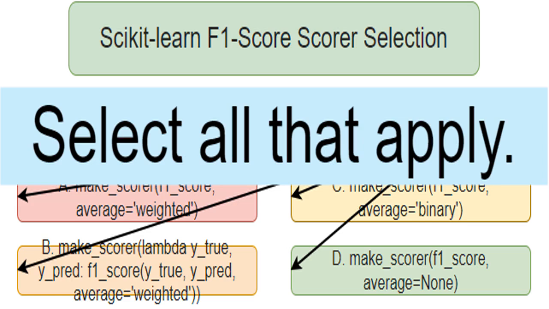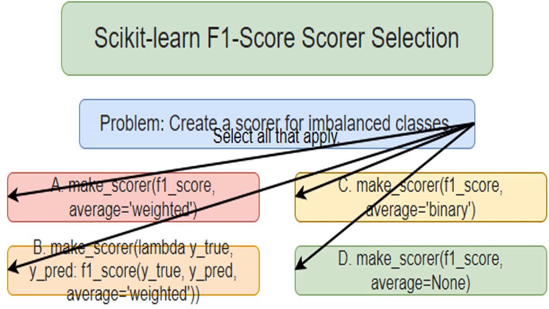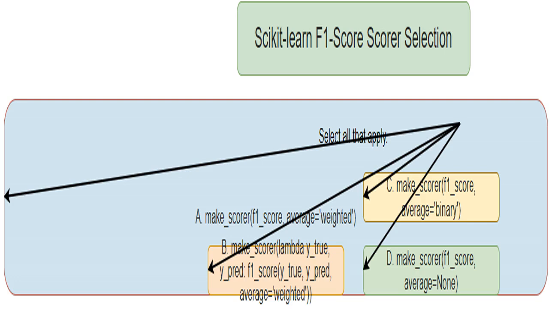The question asks me to select all the options that create a scorer suitable for imbalanced classification. This is the title describing the quiz. Sklearn is a popular Python library for machine learning, and we're focused on selecting the right function to compute the F1 score, a measure of a model's accuracy that considers both precision and recall. This reiterates the problem statement and why it is important to consider the class weights in this specific scenario.